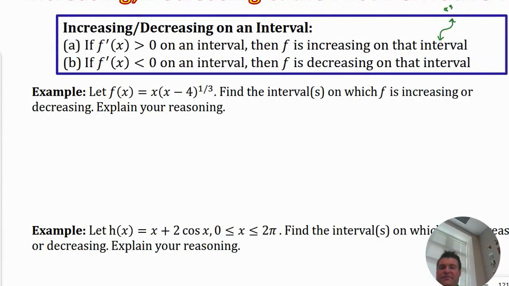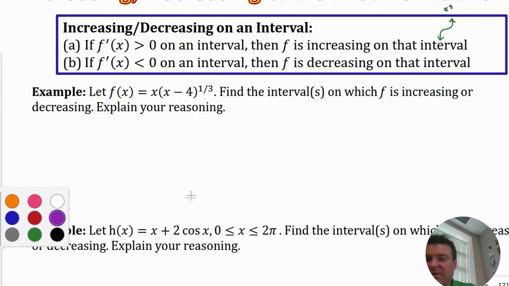So we have this first example, we have f of x is going to be x times x minus 4 to the 1/3. Find the intervals in which f is increasing or decreasing. Explain your reasoning. So we need to first find out what f prime is, set it equal to 0, find the critical points, make a sign chart. That's going to be new for us. We're going to be making sign charts here to find out when the derivative is positive and negative, and we can get to its behavior accordingly.